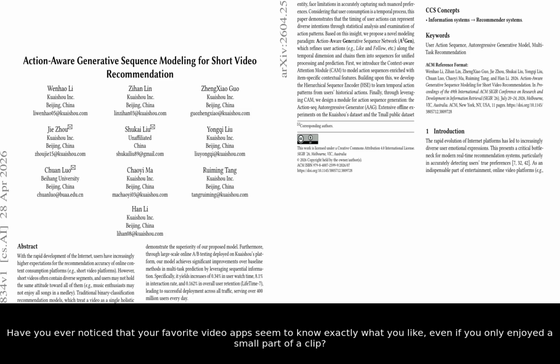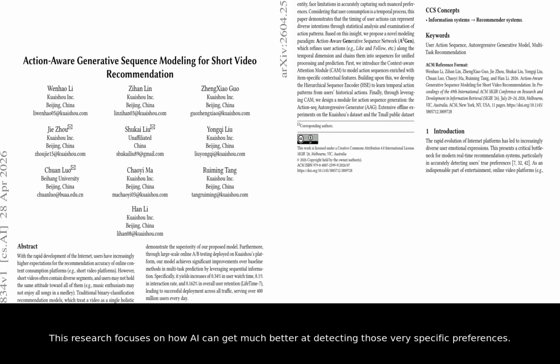Today we are looking at a paper titled Action-Aware Generative Sequence Modeling for Short Video Recommendation. Have you ever noticed that your favorite video apps seem to know exactly what you like, even if you only enjoyed a small part of a clip? This research focuses on how AI can get much better at detecting those very specific preferences.